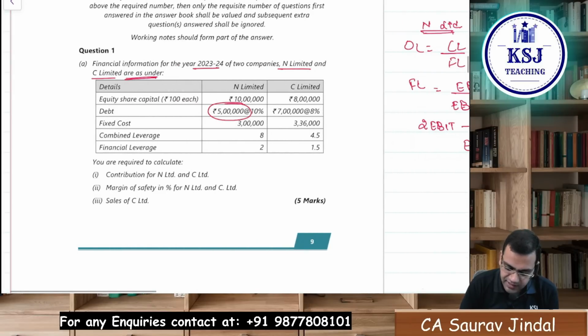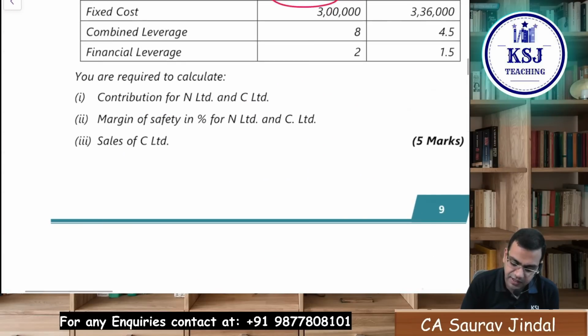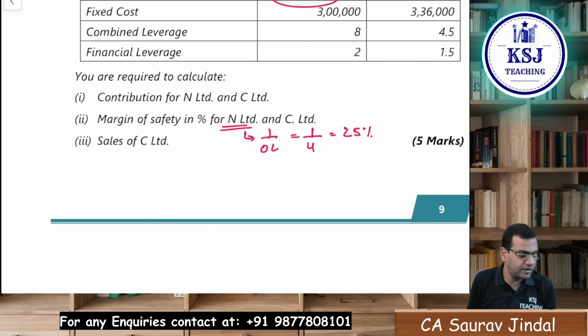Fine. The next part is margin of safety in percentage. Very easy sir. 1 divided by operating leverage, 1 divided by 4, right? That is 25% for N Limited. Similarly you can calculate for C Limited. Any doubts in this? No sir, right?